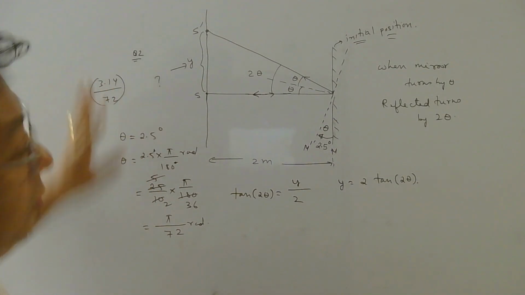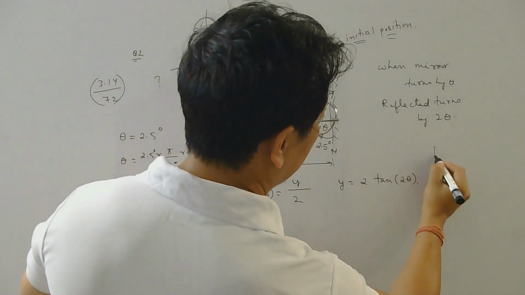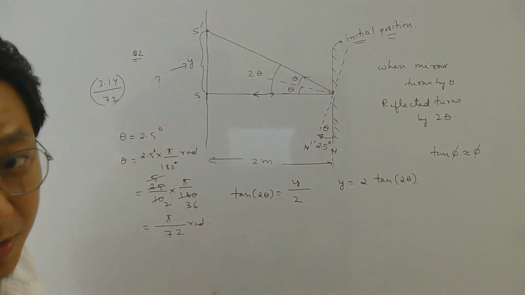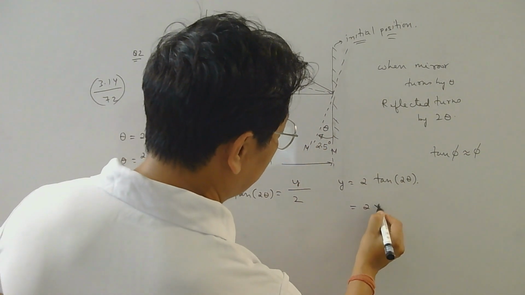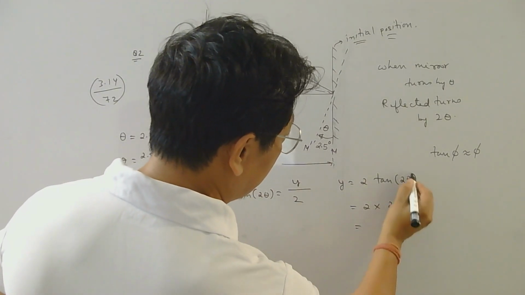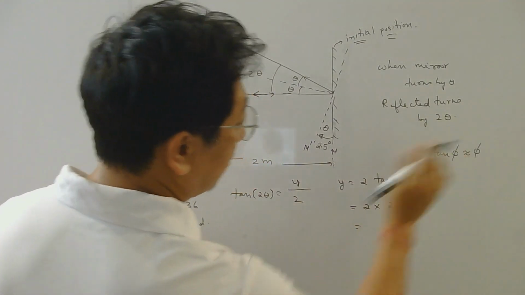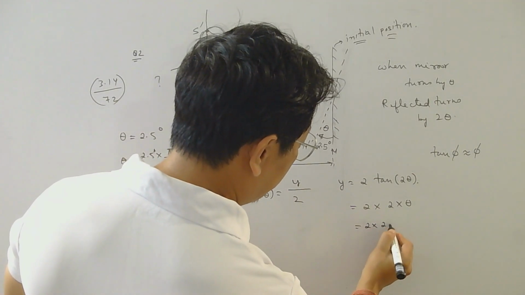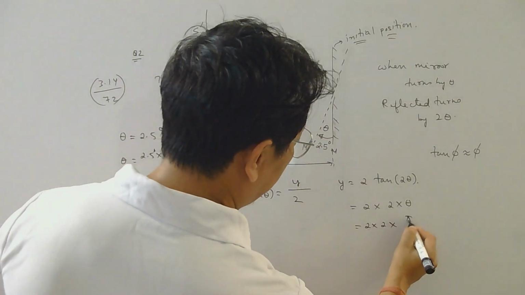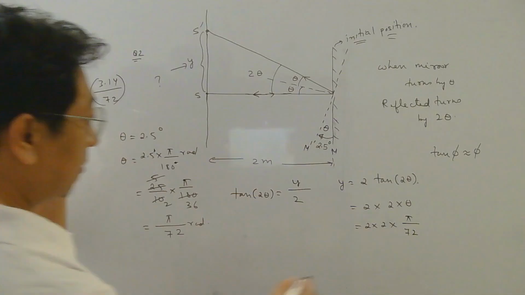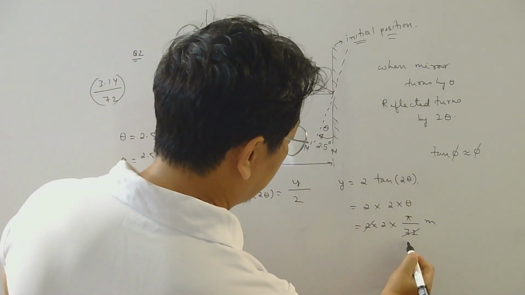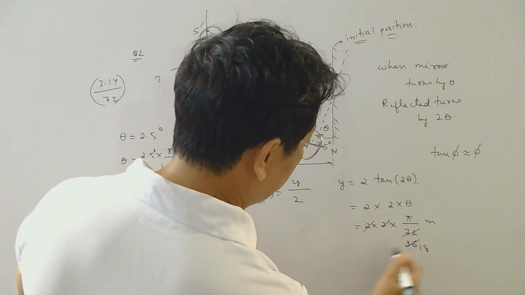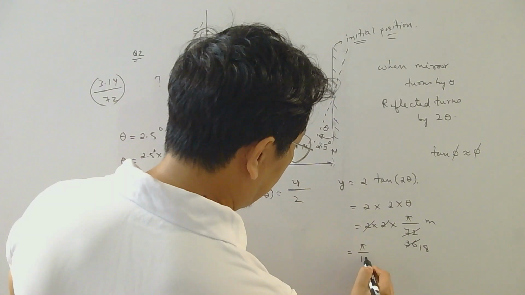So since this angle is very small, we can use the approximation. The tan of an angle is approximately the same as the angle when the angle is very small. So we can write this as 2 into 2 theta. Tan of phi is phi, right? So tan of 2 theta will be 2 theta. So this will be 2 times 2 into theta, which is pi by 72 times 4. And that will be the answer in meters. So this will be pi by 18 meters.